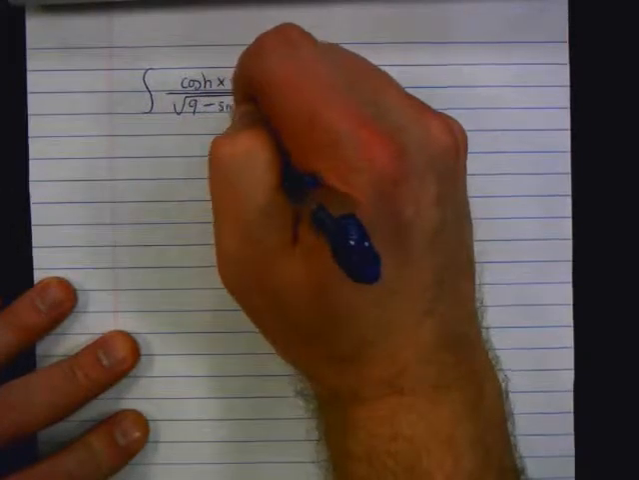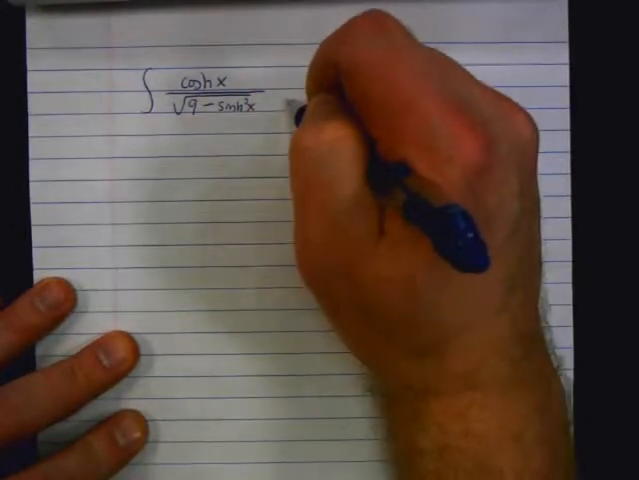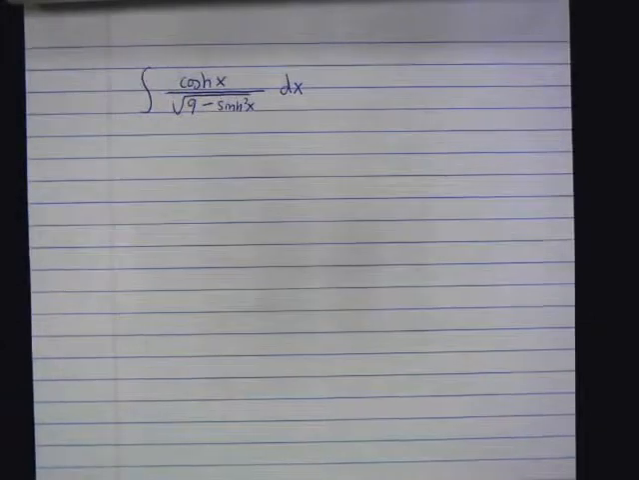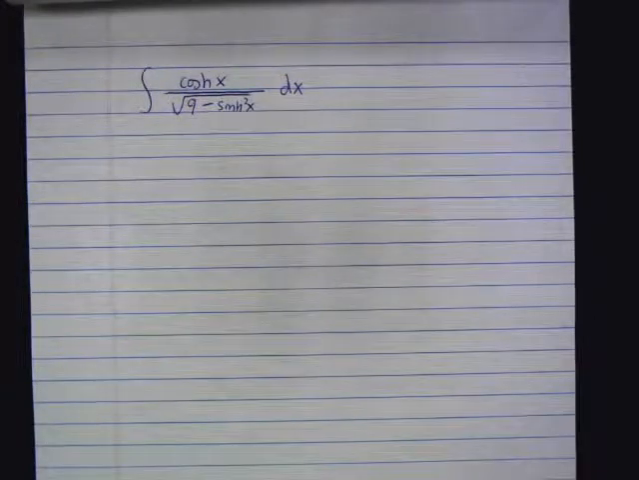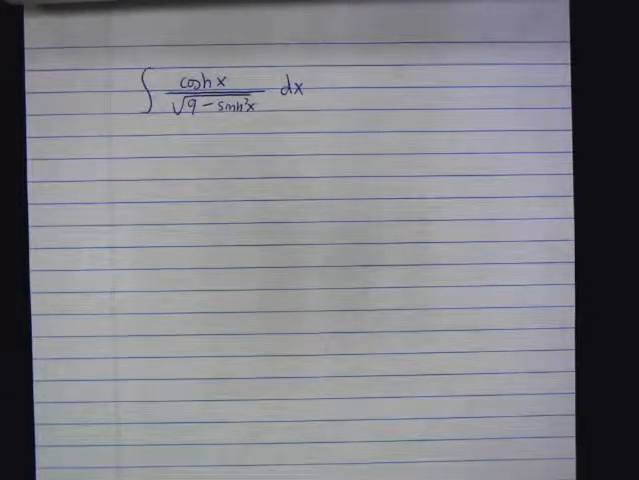All right, one more integration problem. How about, oh, that's a good one. The integral of hyperbolic cosine divided by the square root of 9 minus hyperbolic sine squared x dx. That's what we were doing 2 days ago.